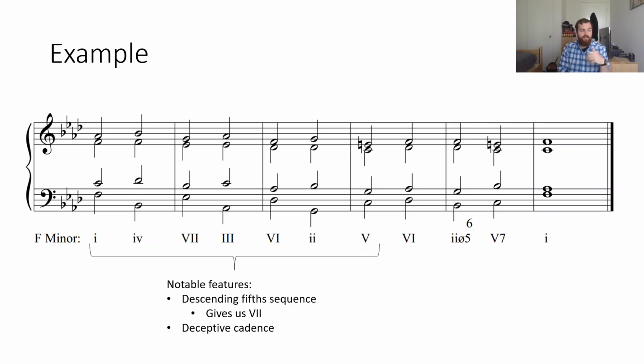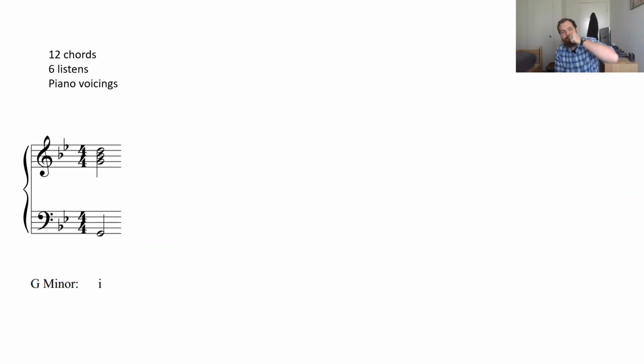Let's go ahead and conclude by doing a harmonic dictation. Okay, so here we go. 12 chords, 6 listens. I'm going to play it in piano voicings, as you can see with the first chord there. 12 chords, 6 listens. Okay, we are in G minor. Your first chord is this.